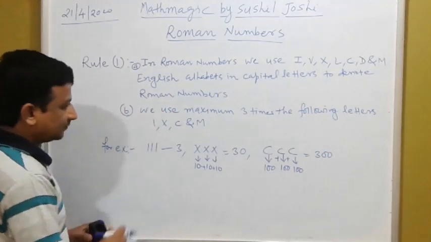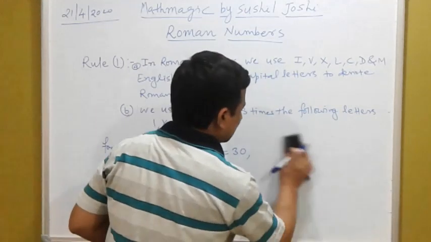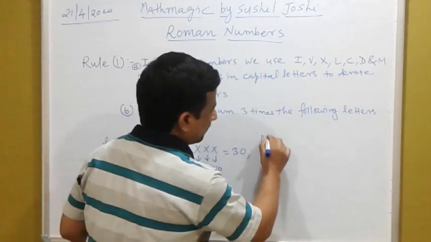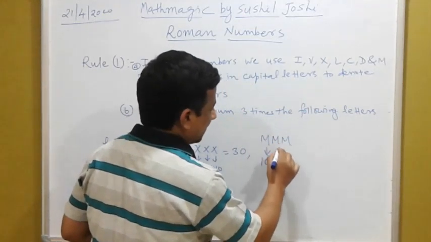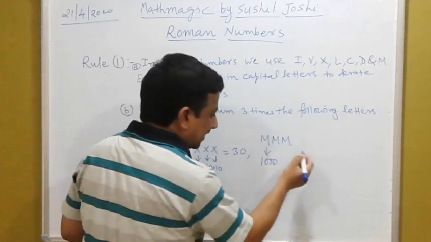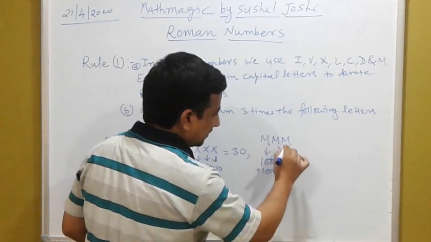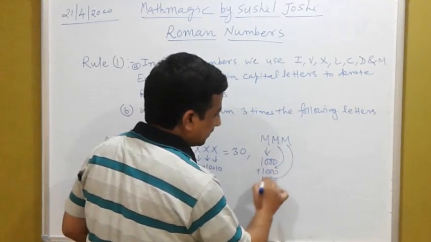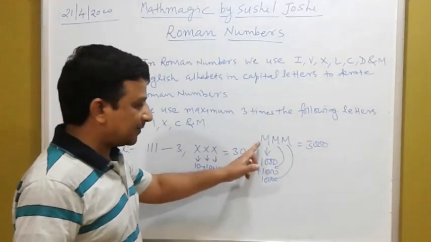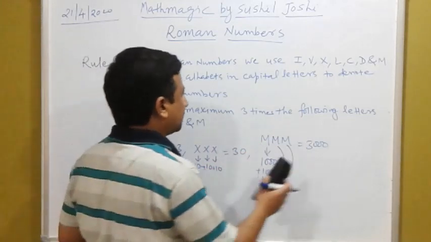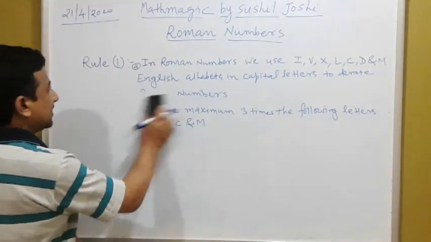So you can add M. The last one is, so I remove this part and I write here M. M represents 1000. So if you add 3 times 1000, that is 1000 plus again 1000 plus again 1000, you get 3000. So what does this M represent? 1000. Remember that. So this way you can write it. I hope all of you understand.